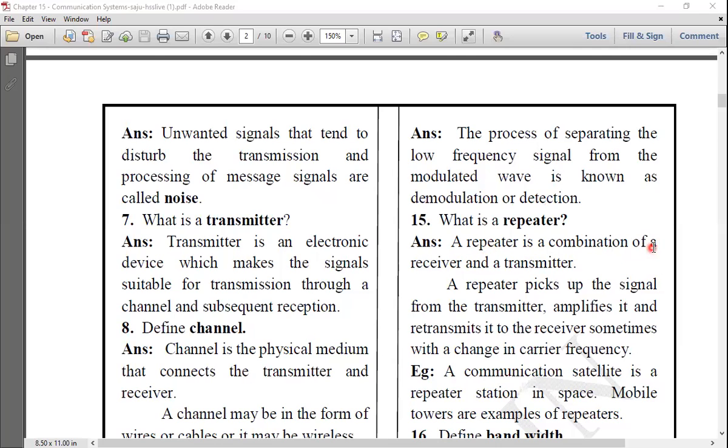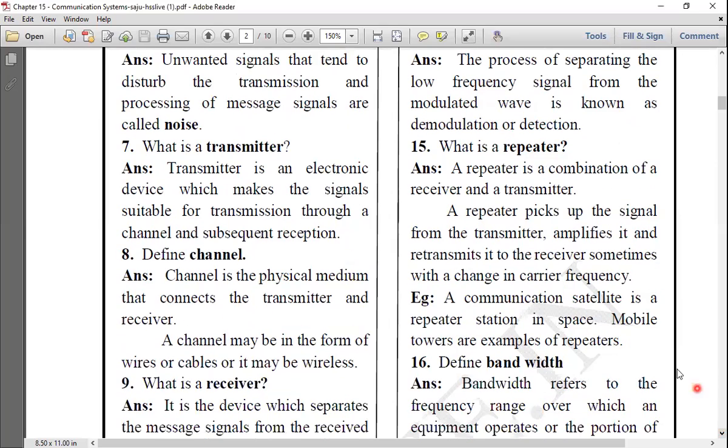A repeater is a combination of a receiver and a transmitter. A repeater picks up the signal from the transmitter, amplifies it, and retransmits it to the receiver, sometimes with a change in carrier frequency. And example, dekho, a communication satellite is a repeater station in space. Mobile towers are example of repeaters.